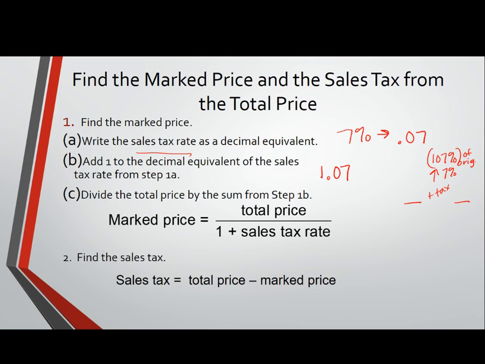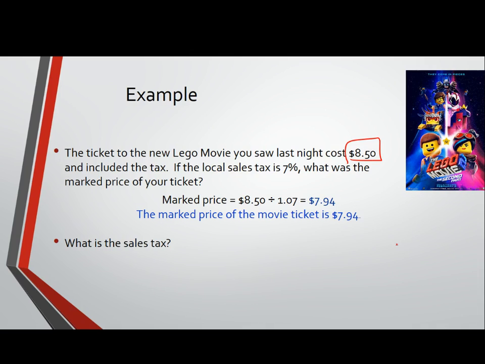Okay, so then I'm going to take the total price, which in our case was $8.50, and I'm going to divide it by that 1 plus the sales tax rate, so by that 1.07. That's going to give me the marked price, so the price that it was before tax. So if I do that, $8.50 divided by 1.07 is $7.94. So that is the marked price of the movie ticket.